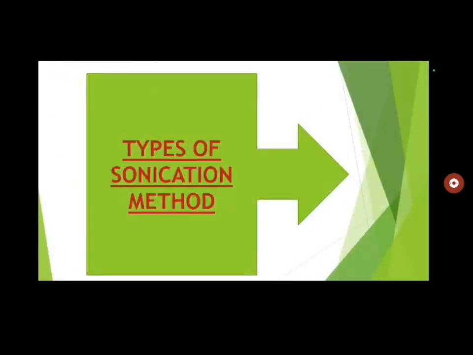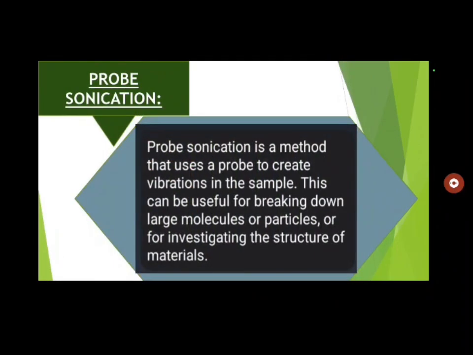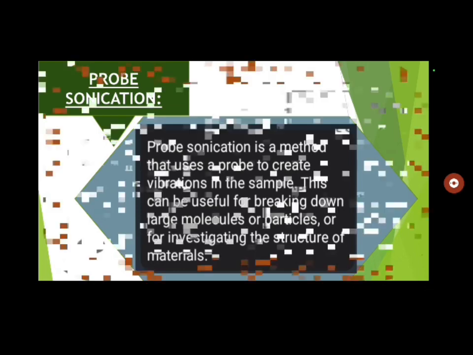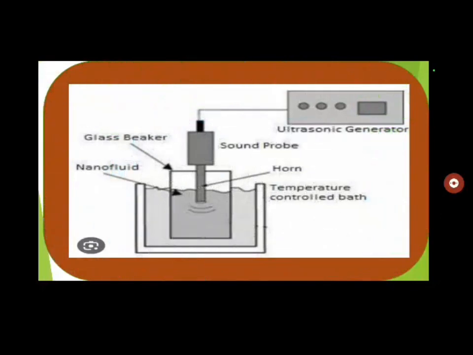Now the types of sonication method. The first one is the probe sonication. The probe sonication is a method that uses a probe to create vibrations in the sample. This can be useful for breaking down large molecules or particles or for investigating the structure of materials. Here is a picture of probe sonication.